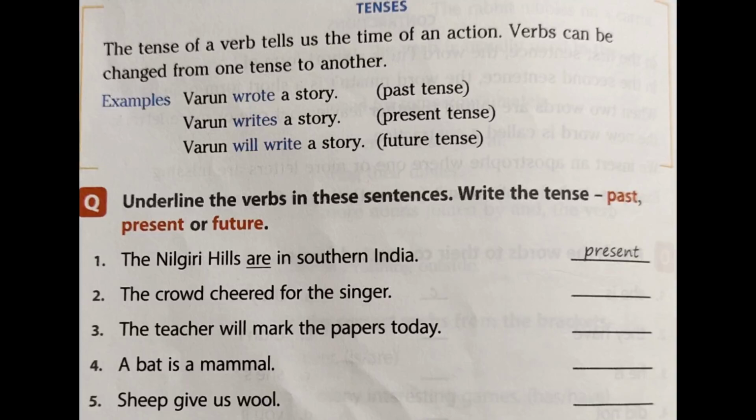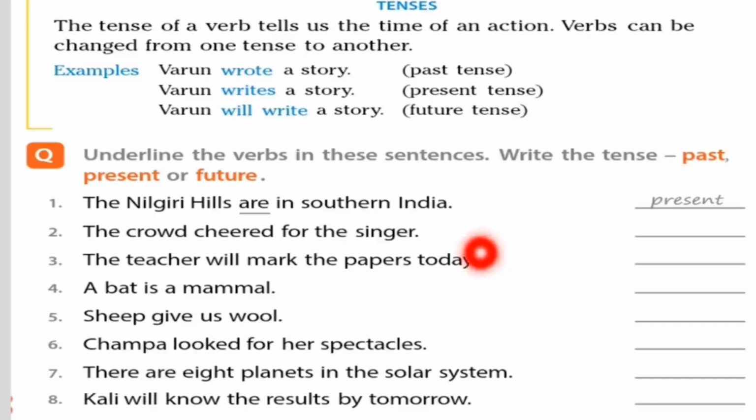Now let's take the next example. Varun will write a story. Here we have added will. We can add will or shall to make the verb future tense. So when we add will or shall to the verb, it becomes future tense. So let's see the exercise.